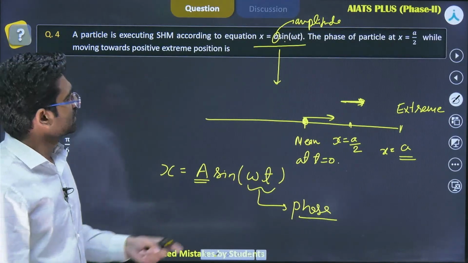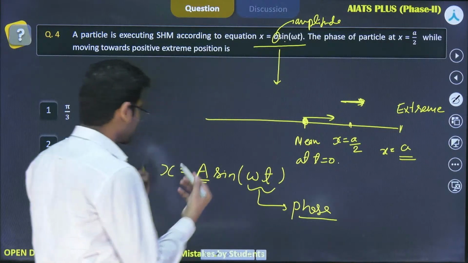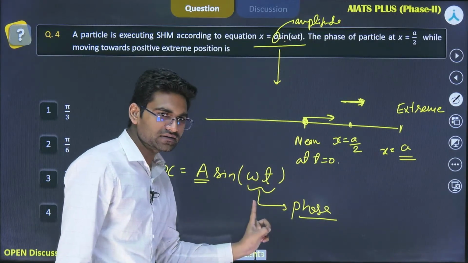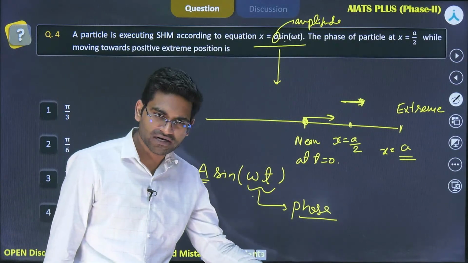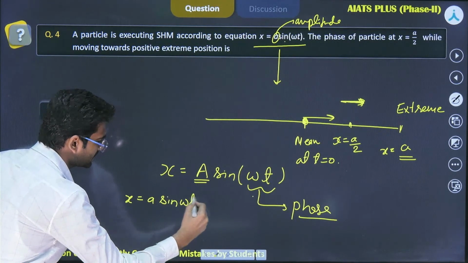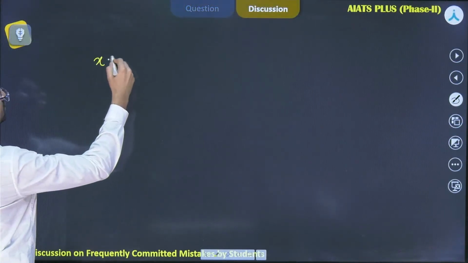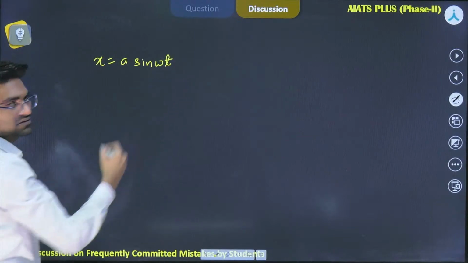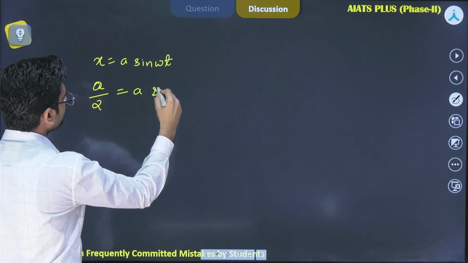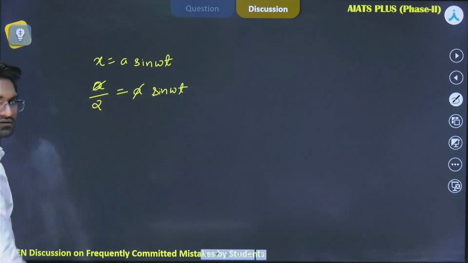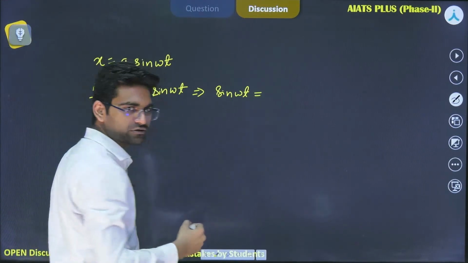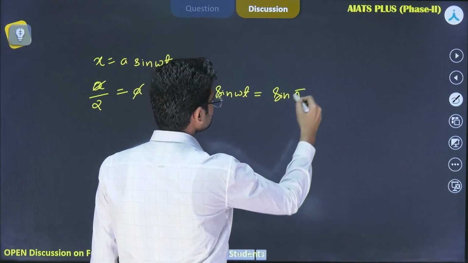Okay. Now x is equal to a by 2. It means whatever be the equation, if I put some time t here, then the phase should be such that it will give me x is equal to a by 2 as the position of the particle, right? So x is equal to a sin omega t. This is the equation. Let's take another slide. x is equal to a by 2 will be equal to a sin omega t. Now this a will be cancelled with this a, right? So this will give me sin omega t is equal to 1 by 2, and what is 1 by 2? That is equal to sin 30 degree, that is sin pi by 6.